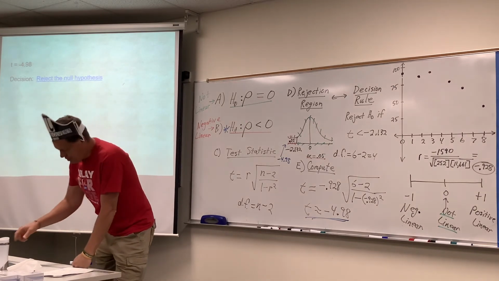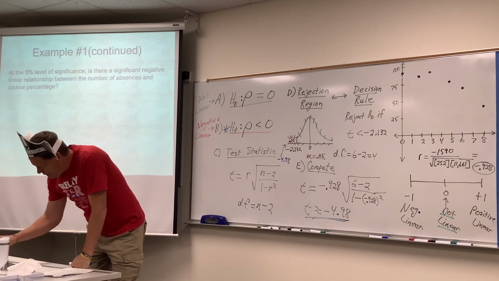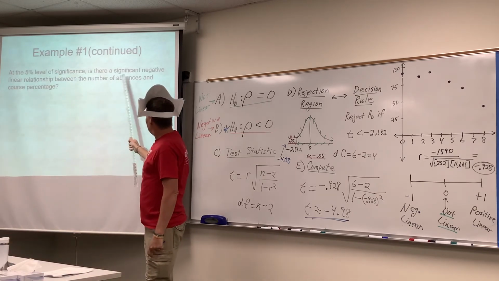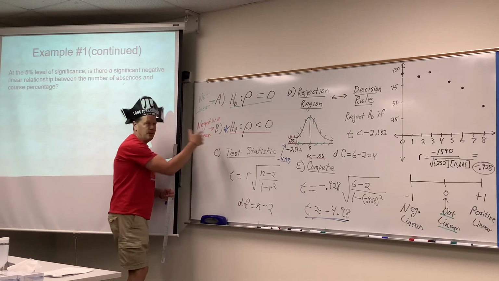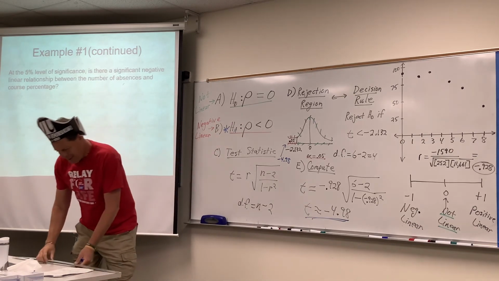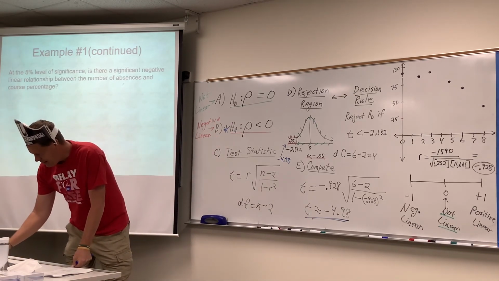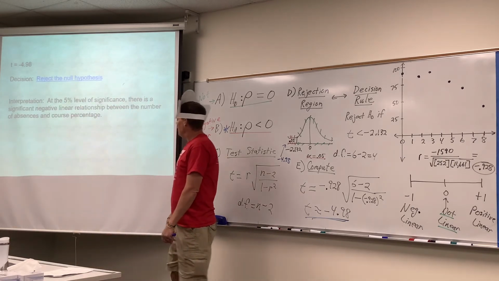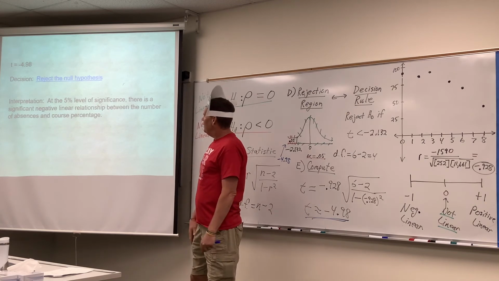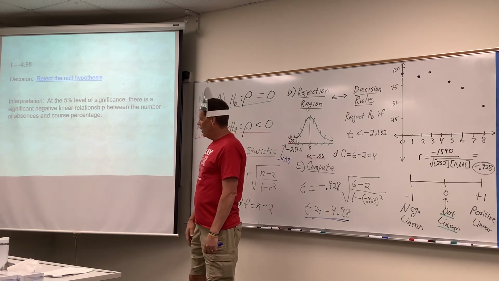So, just like the question was worded, at 5% significance, is there a significant negative linear relationship? Yes. But don't just put yes. Take that question and make it into an answer. All right? So, indeed, there is a significant negative linear relationship.